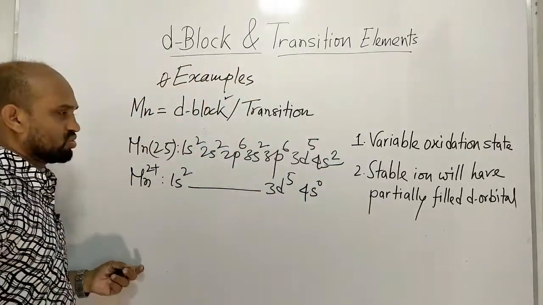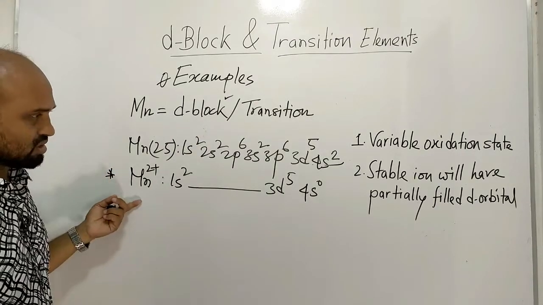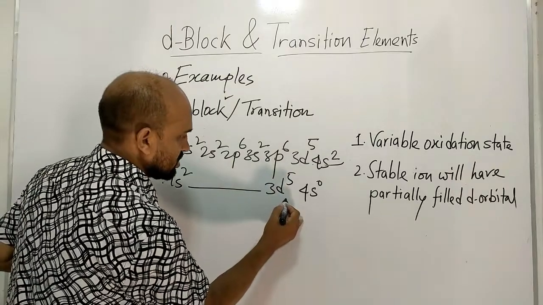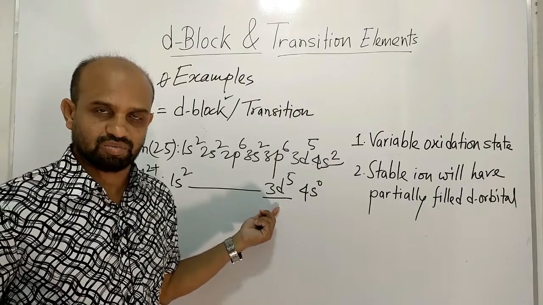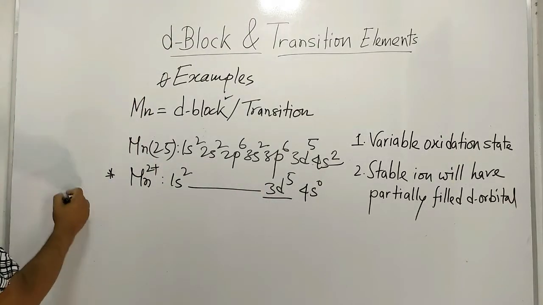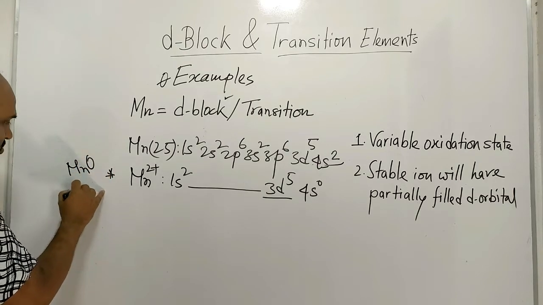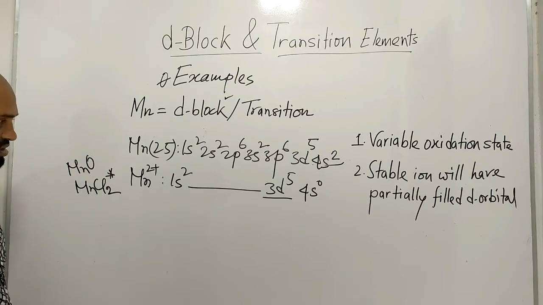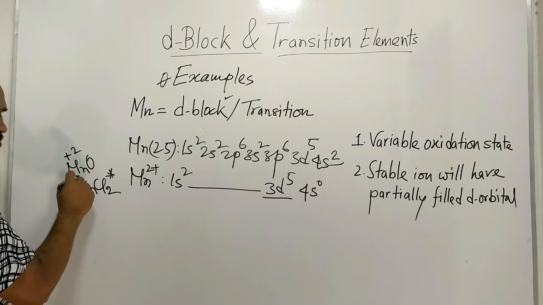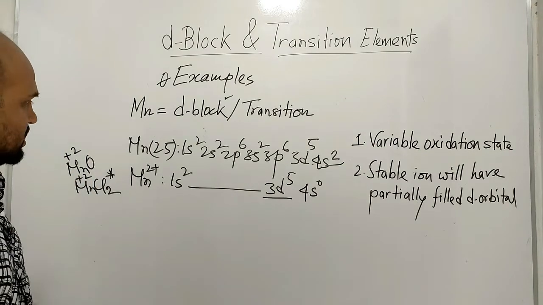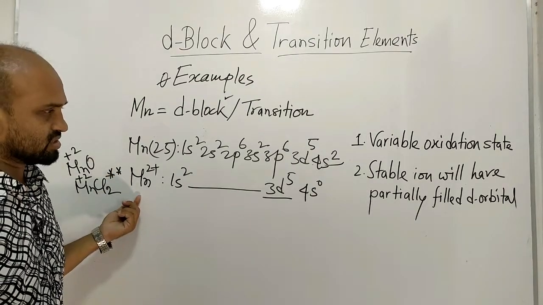These 2 electrons will go away. It's a kind of stable ion because here we see a half-filled d orbital, that is a stable orbital. The compounds are manganese oxide and manganese chloride. These are the ions where the oxidation state is 2 plus, and this is the stable ion. Stable ion is indicated by an asterisk.